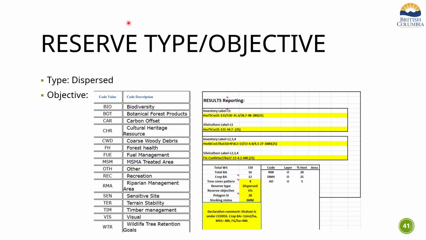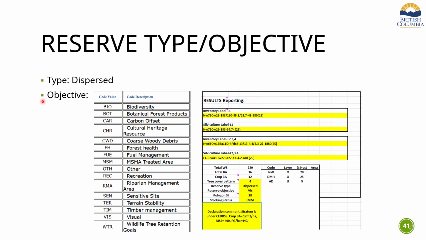So what are they? We'll start off with reserve type and reserve objective. If you're doing a CEDRSS survey, it means that your residual mature trees are associated with the NAR. They aren't mapped. They are part of the net area to be reforested. If that's the case, the reserve type is always dispersed, which keeps it easy. Then for reserve objective, it's going to be more variable. It's going to be the reason for which the residual trees were retained.